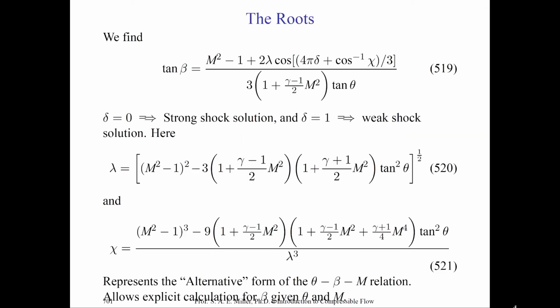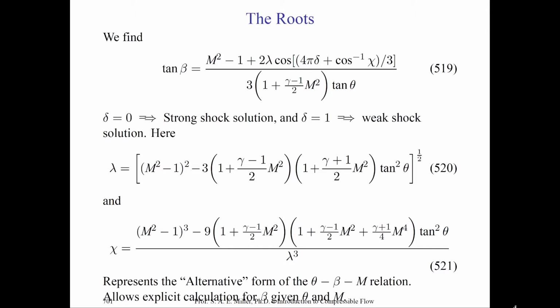We'll find, if we go through the root finding, tangent beta equals (M squared minus 1 plus 2 lambda cosine of (4 pi delta plus cosine inverse of chi) over 3) all over 3 times (1 plus (gamma minus 1) over 2 M squared) tan theta. I'll introduce lambda and define delta and chi in a second. Now if we set delta to 0, we'll actually find the strong shock solution, wave angle for beta. If we set delta equals 1, we'll find a weak shock solution.